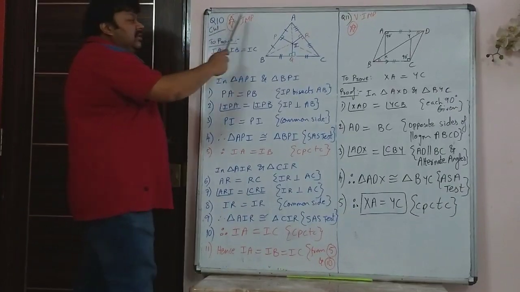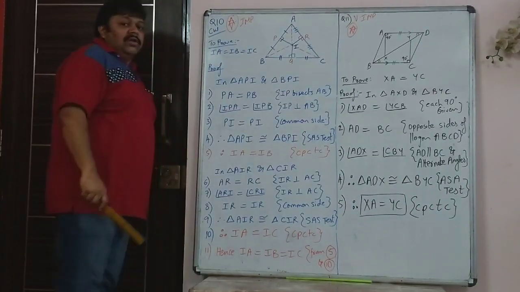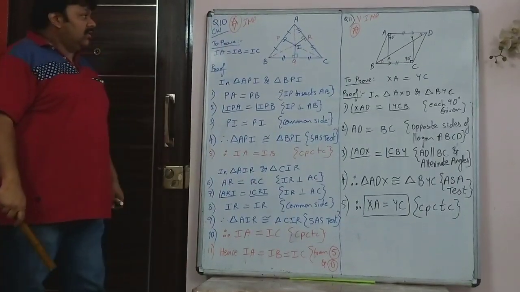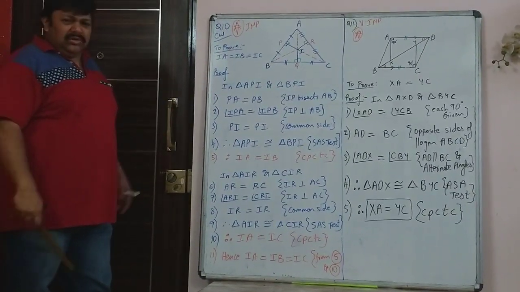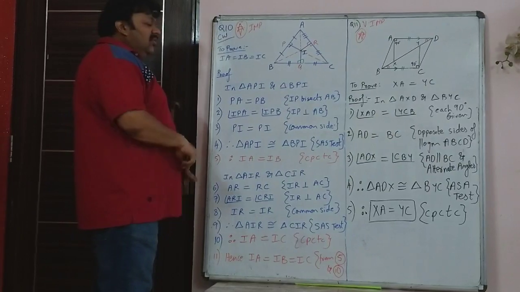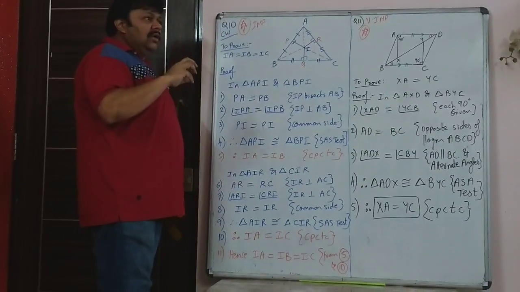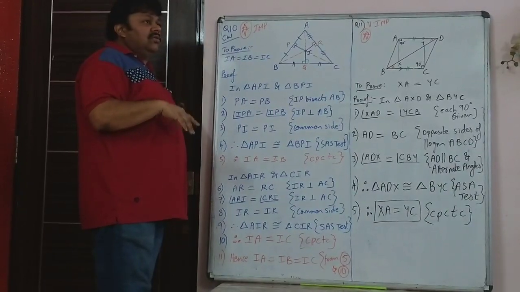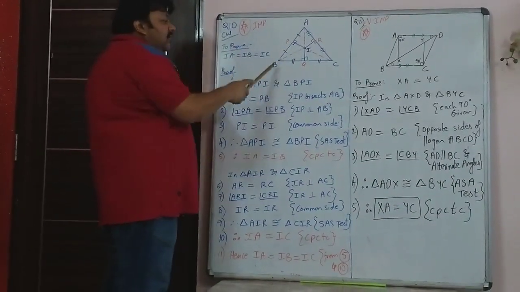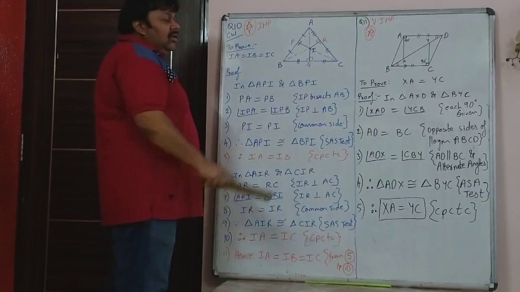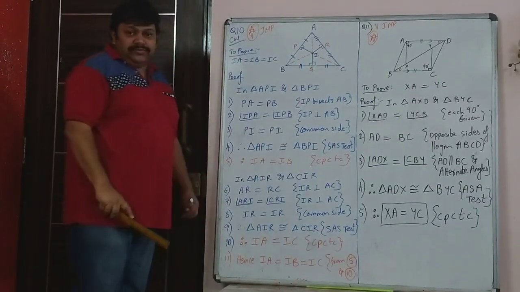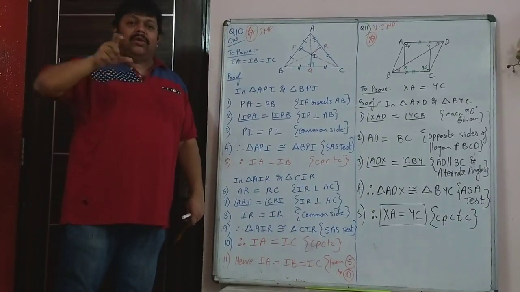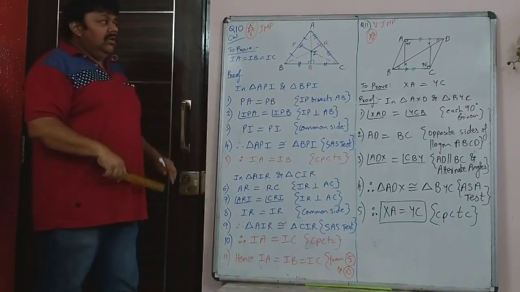So question 10 and question 11 of classwork are both important. You have to learn these sums properly. The method is very easy to understand. But first of all, you have to understand when they tell you that perpendicular bisectors of the sides of triangle ABC meet at point I, what is the meaning of perpendicular and bisector.